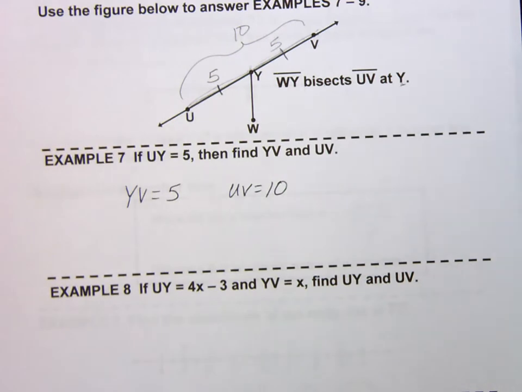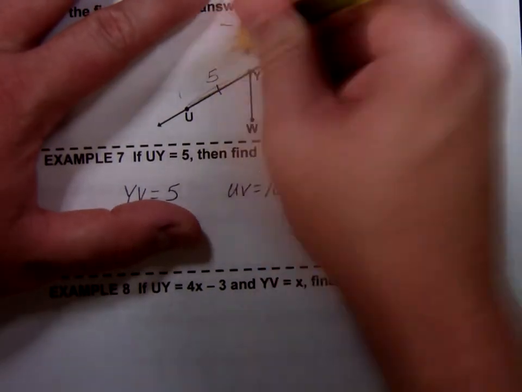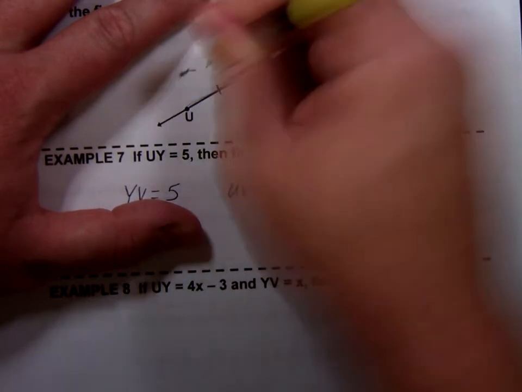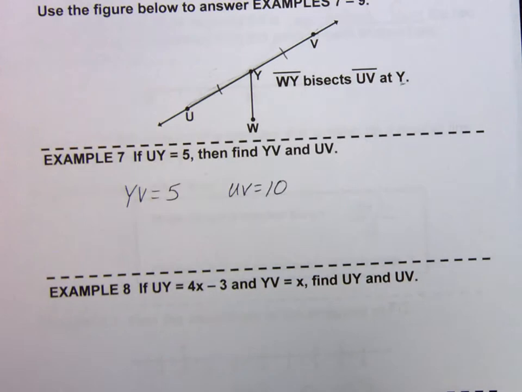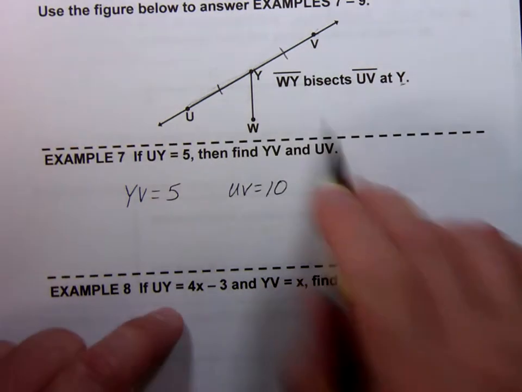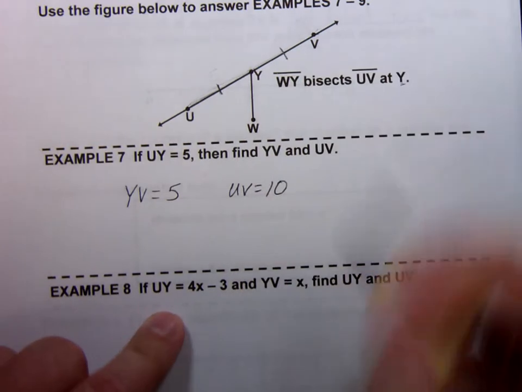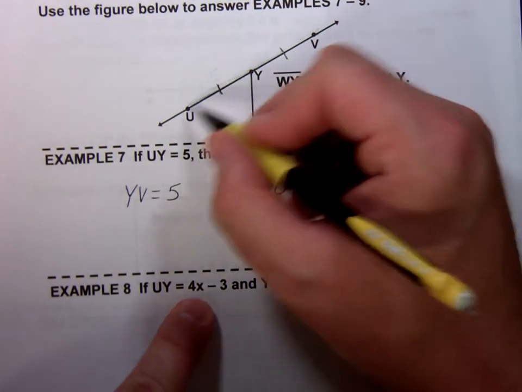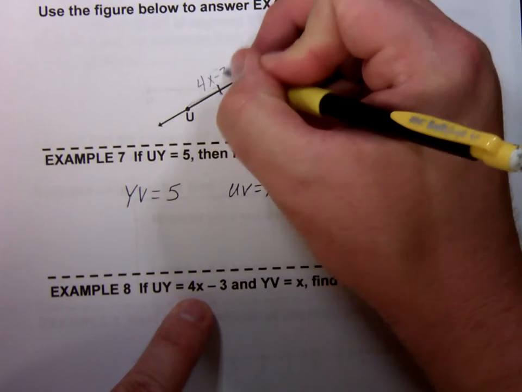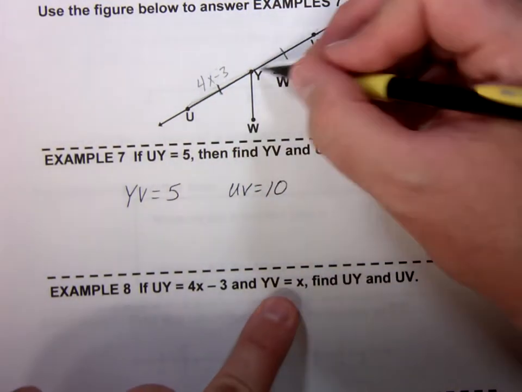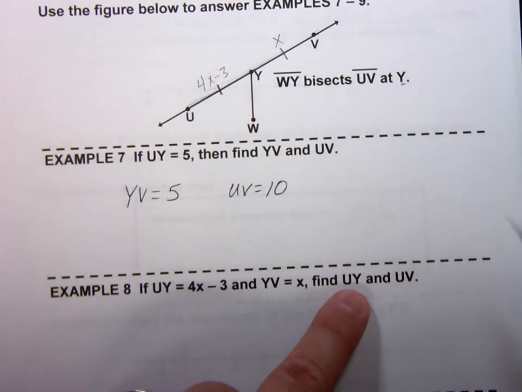Okay, I'm going to erase this information that was specific just to example 7 so that we can work example 8. Okay, let's relabel the picture. Now, this information still stays the same, so I already know that these segments are congruent. All right, line segment UY, the distance from U to Y is 4x minus 3. The distance from Y to V is x, and we want to find the distance from U to Y and the distance from U to V.